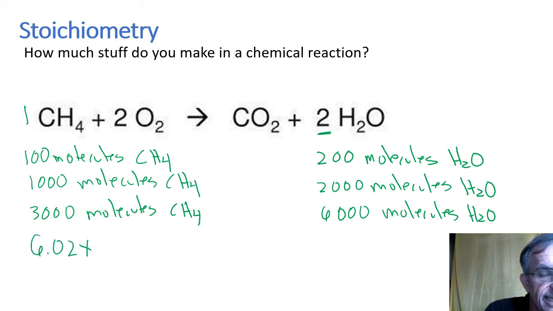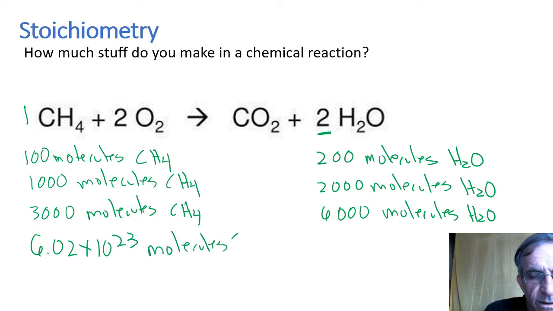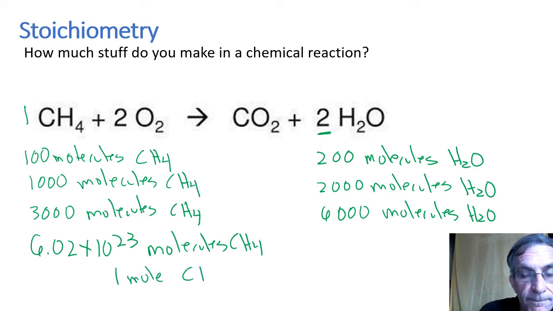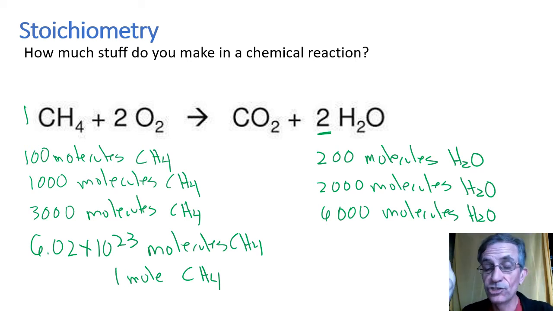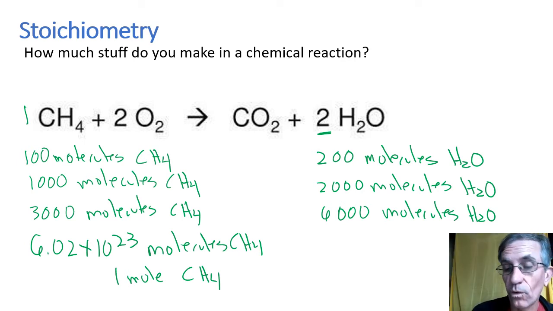6.02 times 10 to the 23 molecules. Wait a minute. That's not just a random number. What do you call 6.02 times 10 to the 23 molecules? Oh, what if you were to burn, in other words, a mole? If you were to burn a mole of this, CH4, this natural gas, and I was to ask you, how much water would you create? Well, it's still going to be double. If you burn a mole of CH4, you're going to get 2 moles of water being produced.